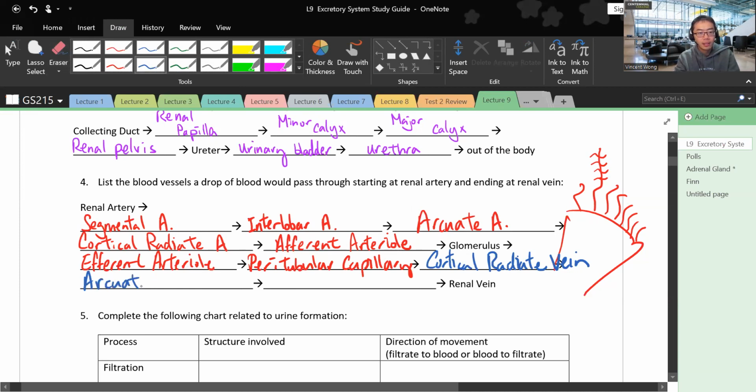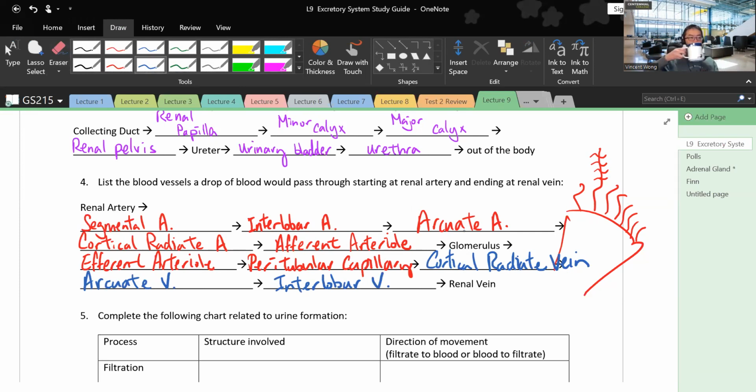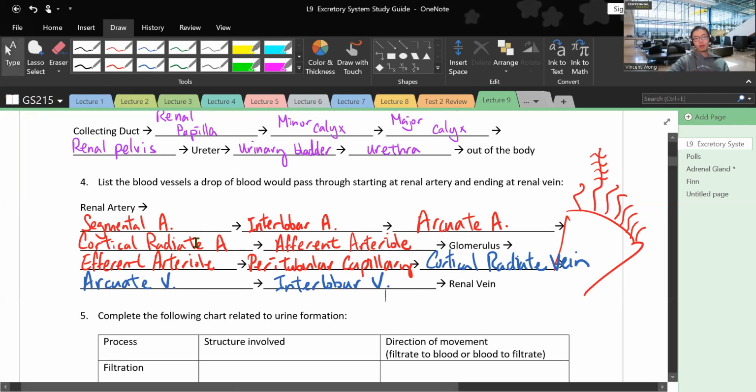Arcuate vein, and interlobar vein, and then we skip the segmental and just go straight to the renal vein. Okay. So I think there might be a question that asks you, where does the blood go after the afferent arteriole? Then it's the glomerulus, right? So have this chart handy with you when you take the quiz, and it will help you answer some of the questions.